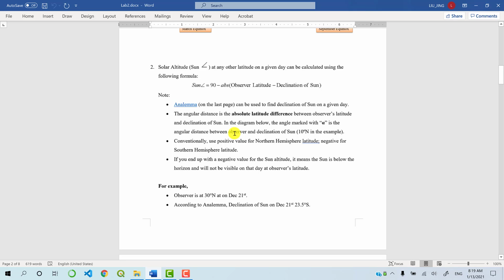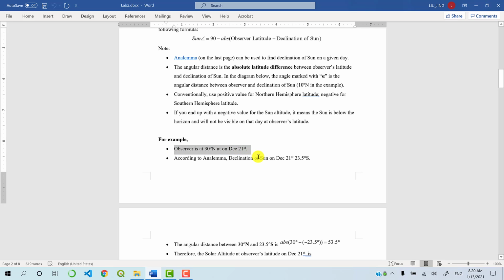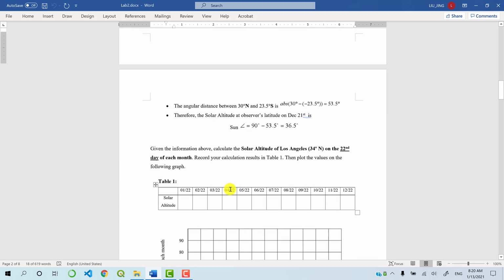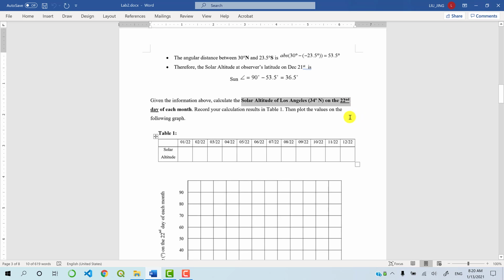So here I give you another example: the absolute difference between observer latitude and declination of the sun. Read it. Here is your example. When you calculate the analemma, you want to record the solar altitude of LA on the 22nd of each month here. You do this calculation for each day you record.